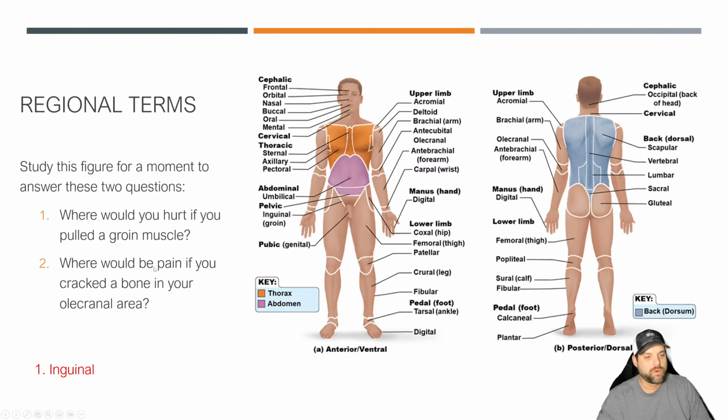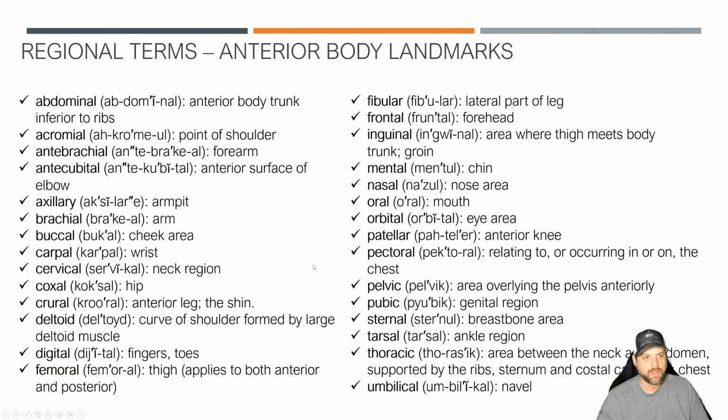Okay. Where would be pain if you cracked a bone in your olecranon area? If you were to search these terms here, you should come up somewhere along the area where it says olecranon, right? Olecranon is your elbow. Okay, so these are just some more anterior body landmarks that you could go over. There's a bunch of them, but it has the pronunciations here: abdominal, acromial, etc., and where you would find those. So if you'd like to read that, you can pause the video.